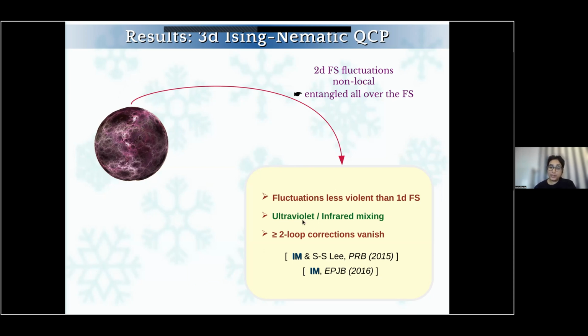Now, we also found that there is this curious emergence of a mixing of ultraviolet and infrared physics, which I'll explain to you later. And this leads to the fact that the results that we obtained were one loop exact. That means the two loop and the higher loop corrections all vanish for this system.